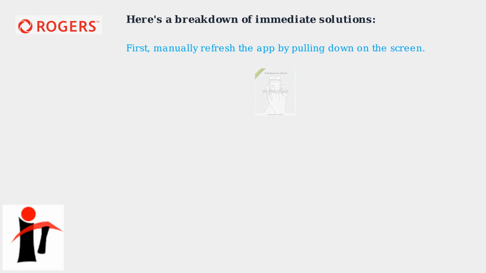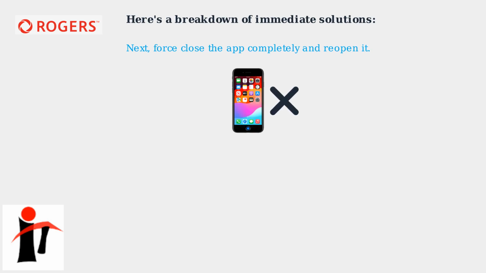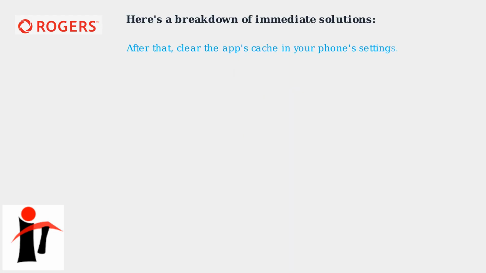First, manually refresh the app by pulling down on the screen. Since the app uses pull-based updates, this is crucial. Next, force close the app completely and reopen it. This clears any temporary glitches. After that, clear the app's cache in your phone's settings. Cached data can become corrupted, preventing accurate display.